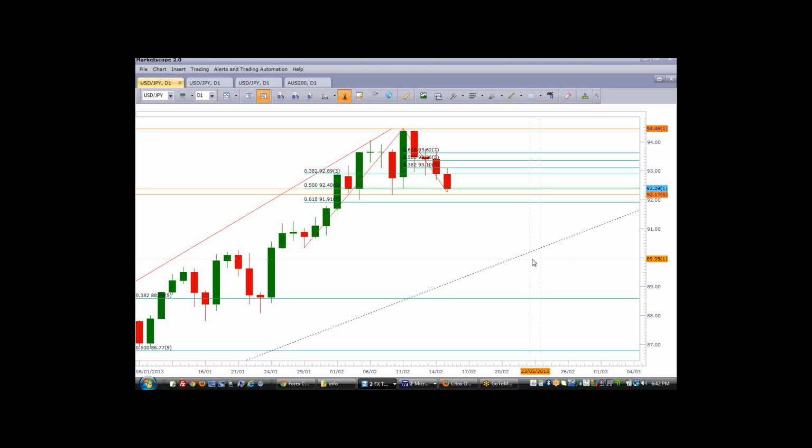I'm just opening up the dollar yen. It's at a nice level of demand. It is an uptrend. It has retraced. Just looking at the daily, I think it's got a little bit more room to move to the downside. Okay, Phil?